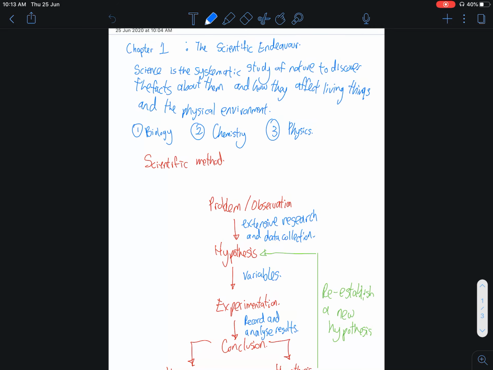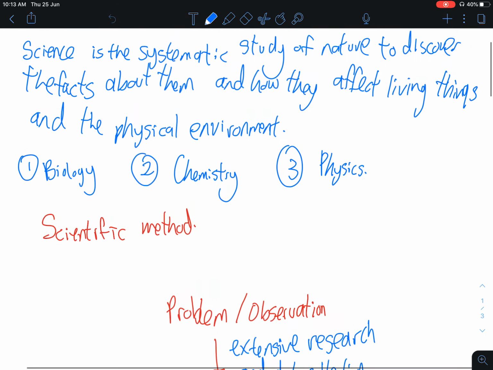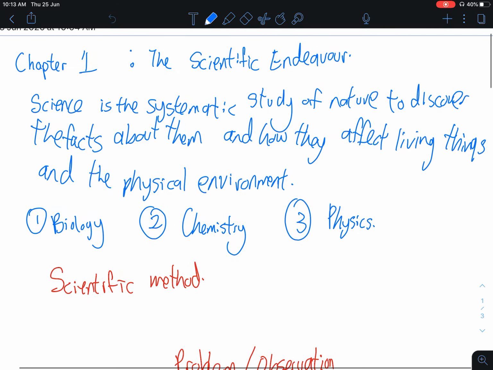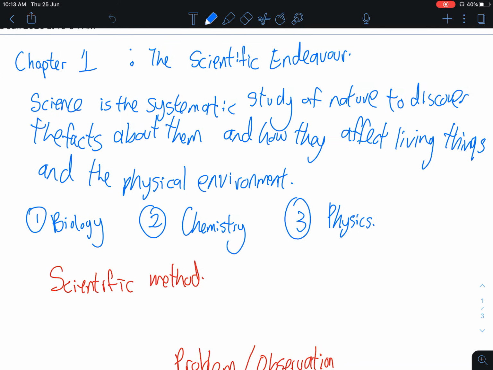Hello everybody, today we'll be talking about the scientific endeavor, the first chapter of lower sec science. In this chapter, we'll be discussing three main areas. Number one, we'll be discussing what is science and how to go about doing a scientific experiment.